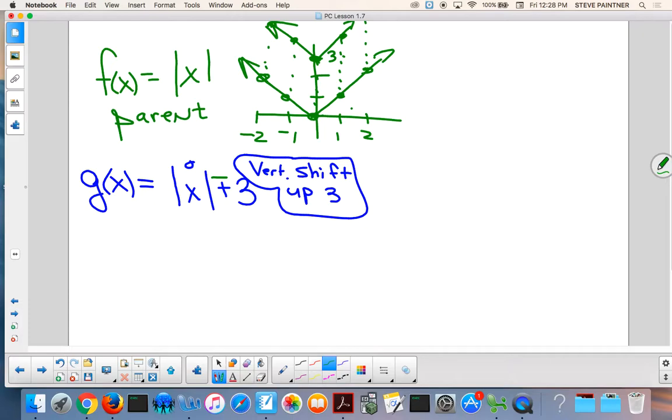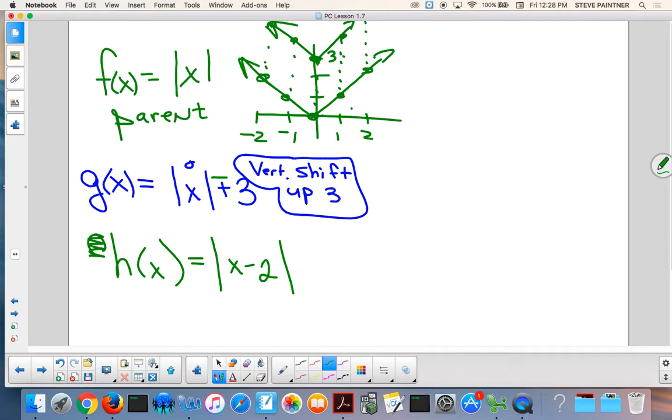So let's do this. What makes it go right and left? If it's inside parentheses, grouping symbols. These absolute value bars, they are grouping symbols. So if I did, well, let's not use G, if I did h of x equals that, is that right 2 or left 2? Right 2. Right 2, okay.